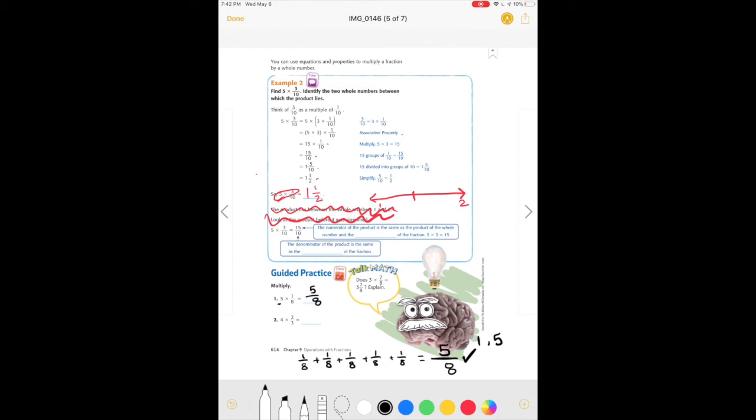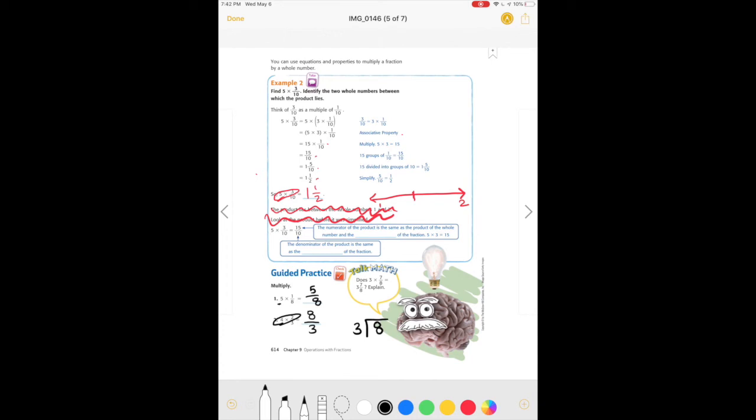4 times 2/3. We can multiply 4 times 2 and get 8/3. Well, that's an improper fraction, and I can't leave it that way. So I need to divide my improper fraction to make it a mixed number. I will have 8 divided by 3.